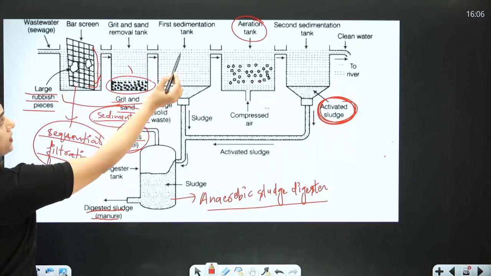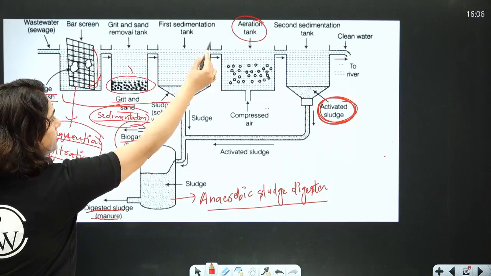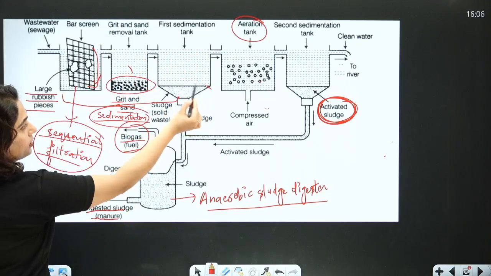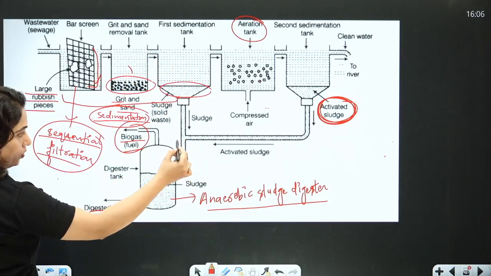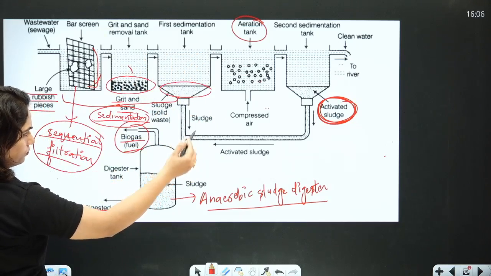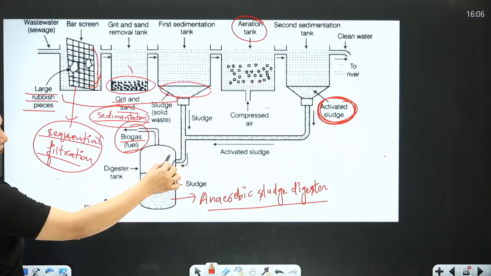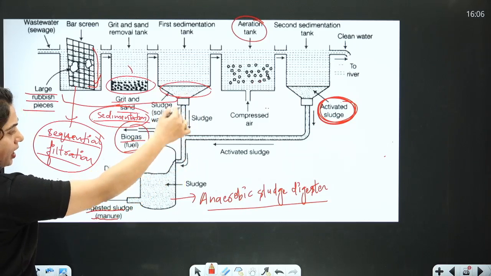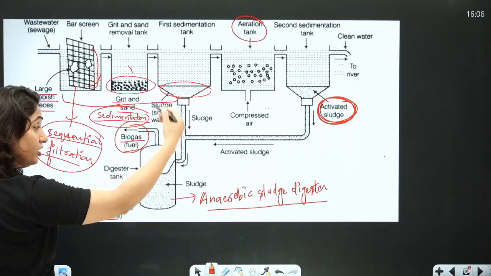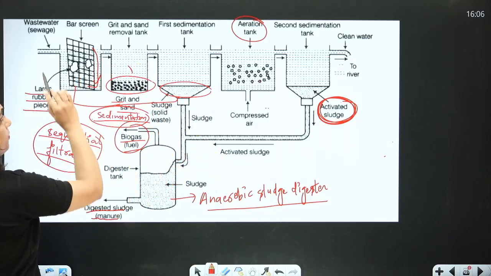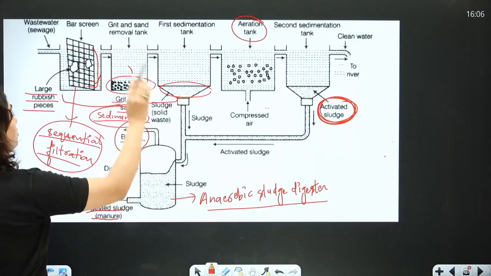Finally the sediments are given to the outlet. So this is the primary treatment.